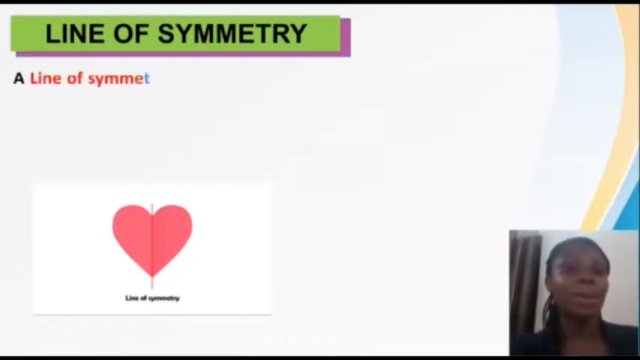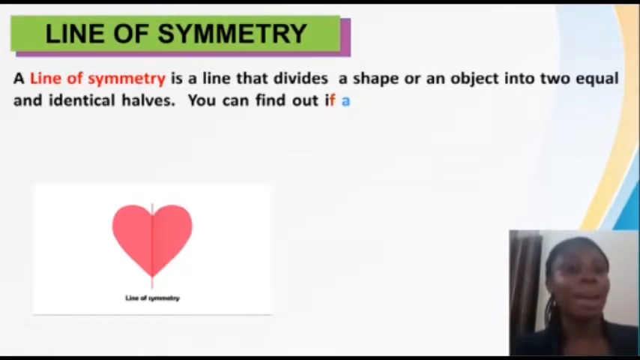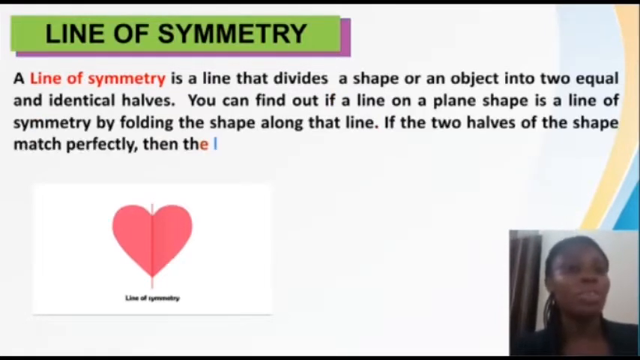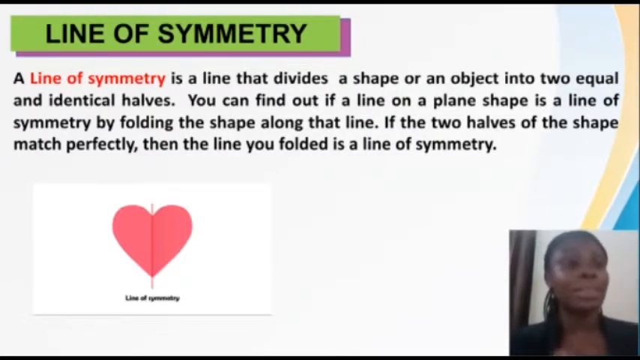What is line of symmetry? A line of symmetry is a line that divides a shape or an object into two equal and identical halves. Again, a line of symmetry is a line that divides a shape or an object into two equal and identical halves.